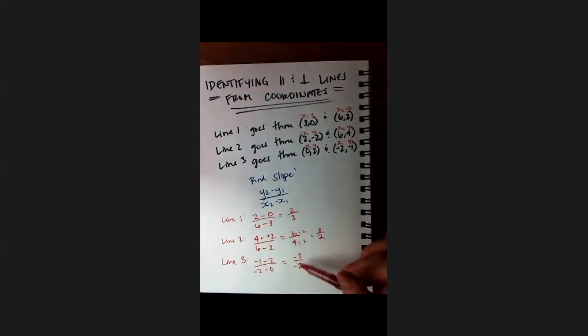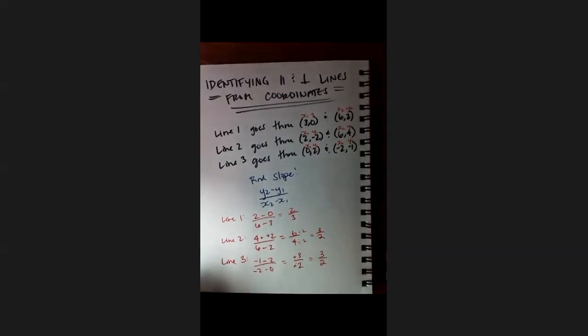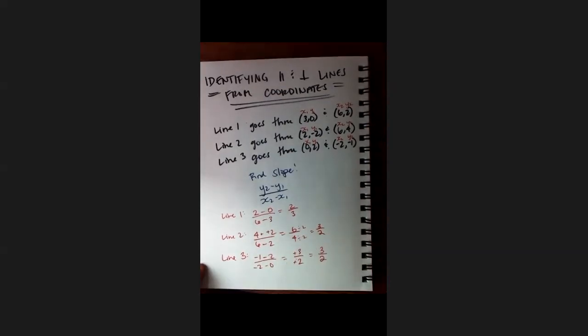What if there's 2 negatives? What can I do with the 2 negatives? You can actually cancel those negatives out. So they cancel each other out, and they just become positive. So the slope for line 3 is actually 3 over 2.